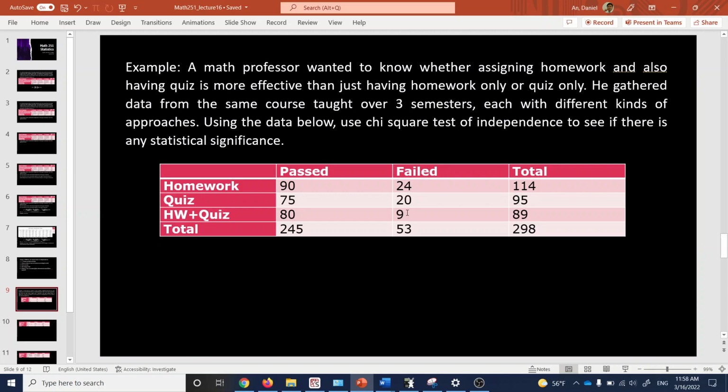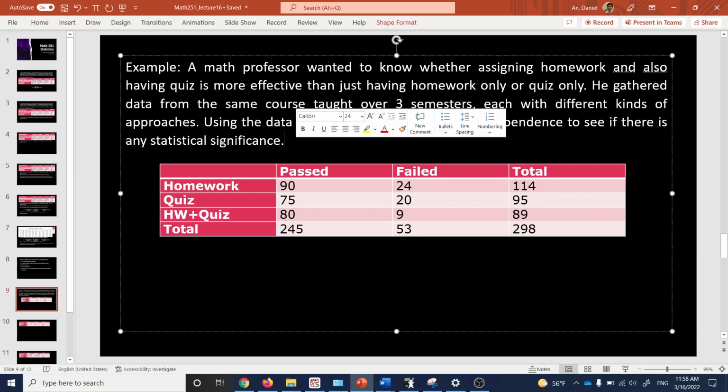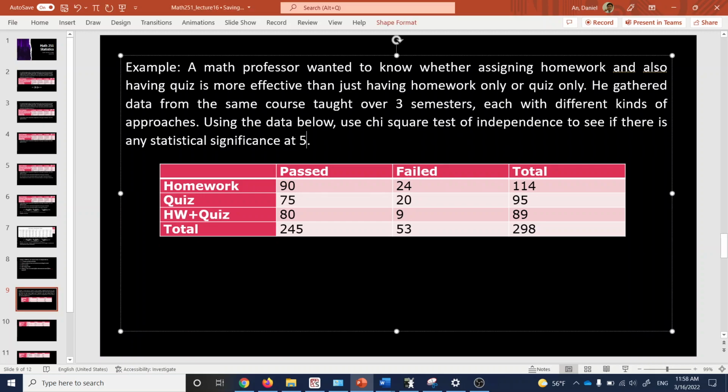Maybe that's going to prove that I should always assign homework and give quizzes, and the professor wants to know whether this result is good enough to prove that there is a difference between which way you run the class. Okay. All right. And I forgot to say, at 5% significance level. So let's try this.